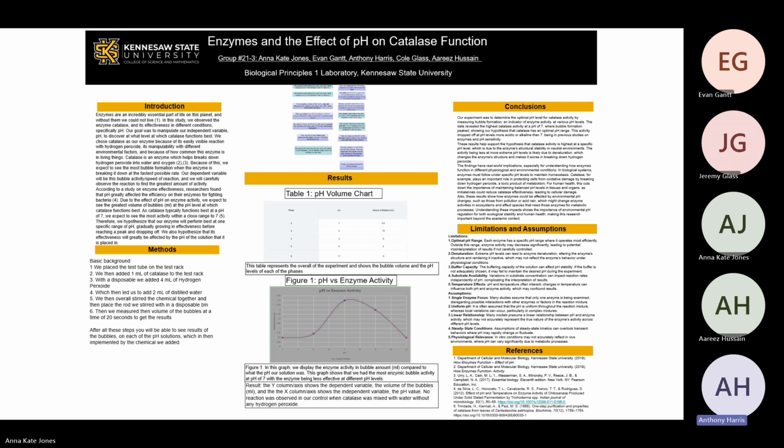And with the limitations and assumptions, there were 5 limitations and 5 assumptions, with the limitations being optimal pH range, denaturation, buffer capacity, substrate availability, temperature effects. And with the 5 assumptions, it was single enzyme focus, uniform pH, linear relationships, steady state conditions, and physiological relevance.